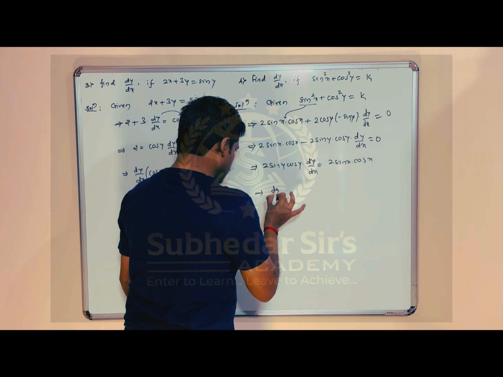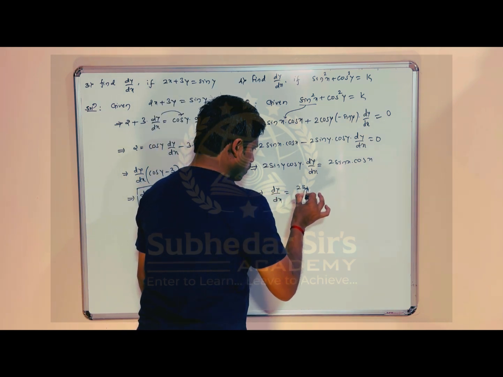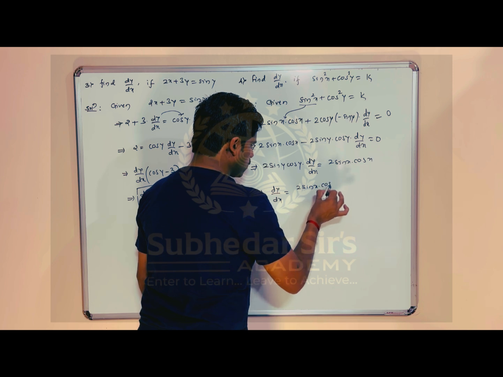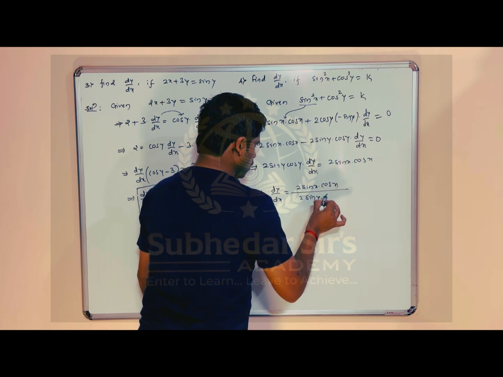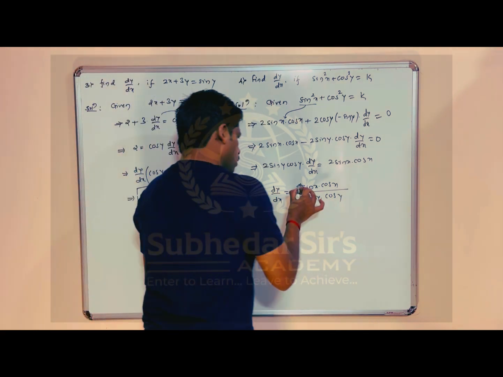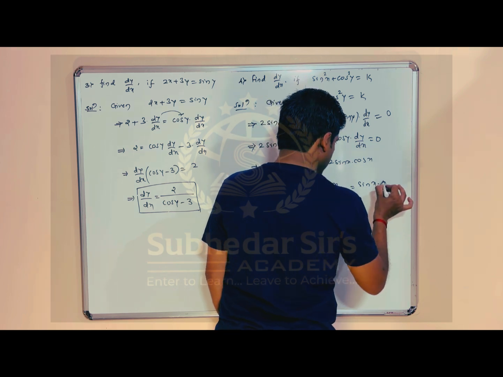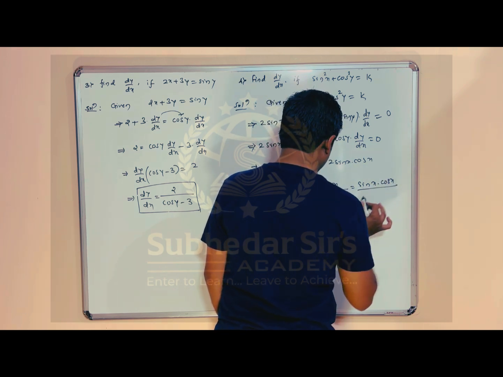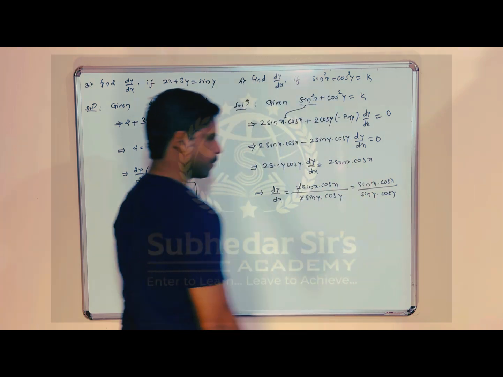Here we have to find dy by dx, right? Dy by dx is equal to 2 sin x cos x divided by 2 sin y cos y, right? So here 2 gets cancelled. We remain with sin x into cos x divided by sin y into cos y.